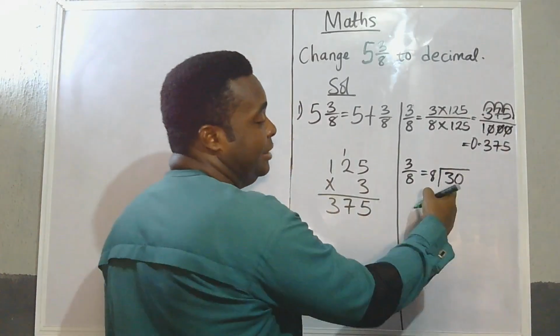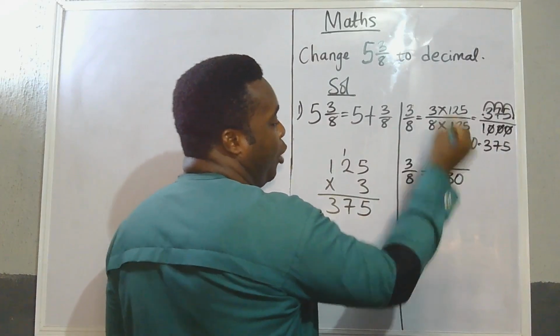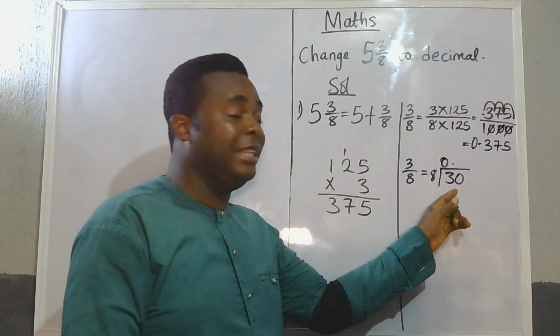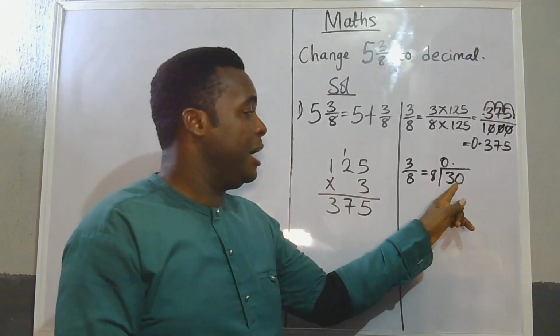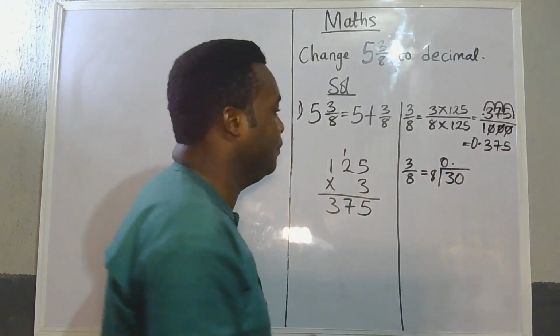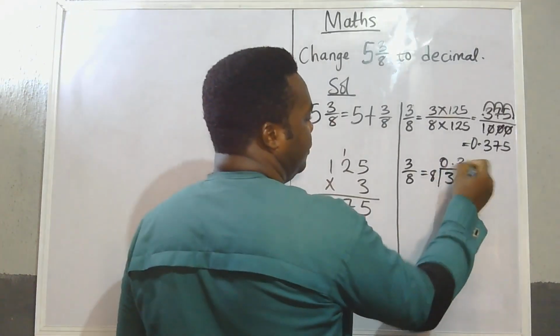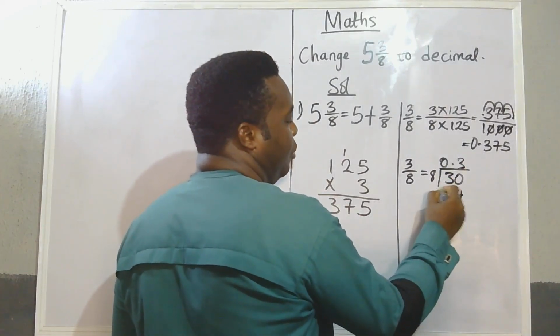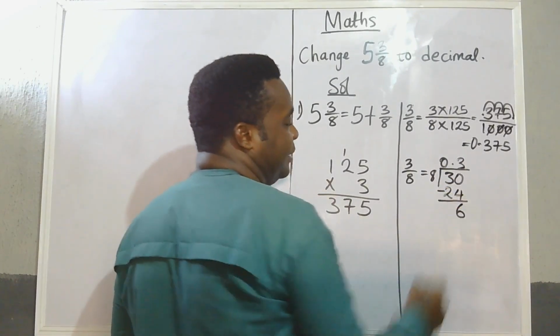Do you understand? All right, so now 8 cannot go in 3, so we add 0. As we are adding 0 here, we put 0 point. Do you get it? 8 cannot go in 3, so we added 0 to make it 30. As we are adding 0, we are putting 0 point. Now 8 in 30 is 3. 3 times 8 is what? 24. You minus, you are having 6.